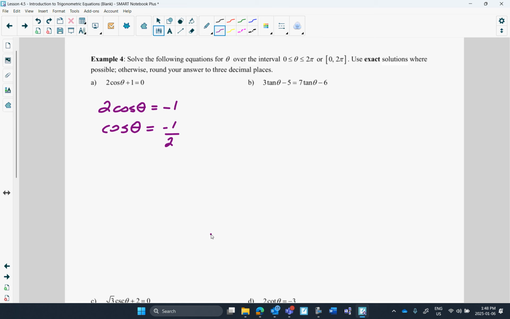Unit circle value or calculated? Yeah, that's the unit circle. Where cos is negative a half. So cos is negative a half is up high here and down low here. 2 pi over 3 and 4 pi over 3. Here's our answers.